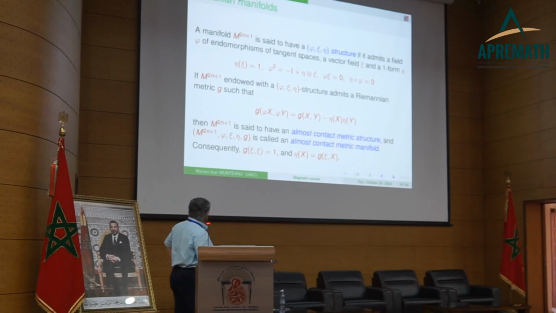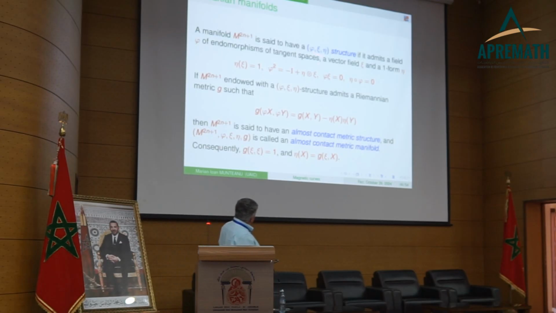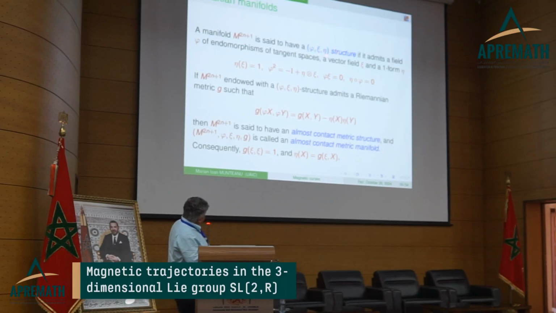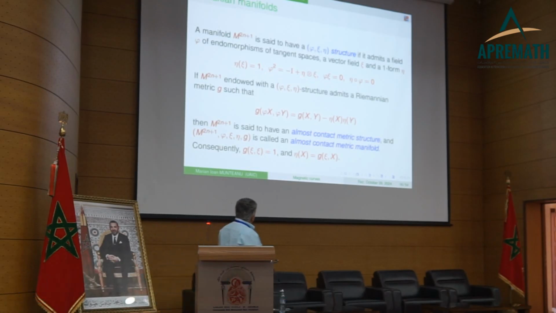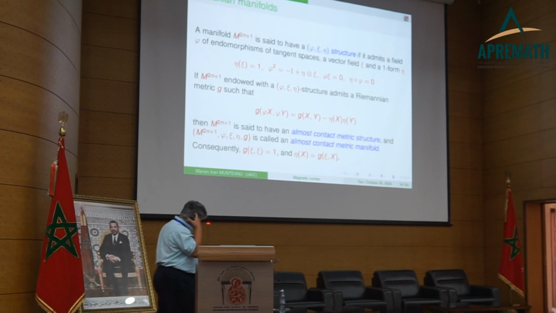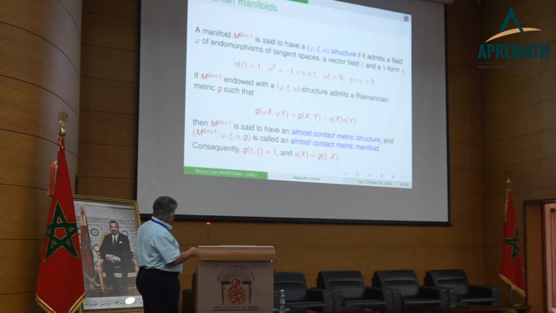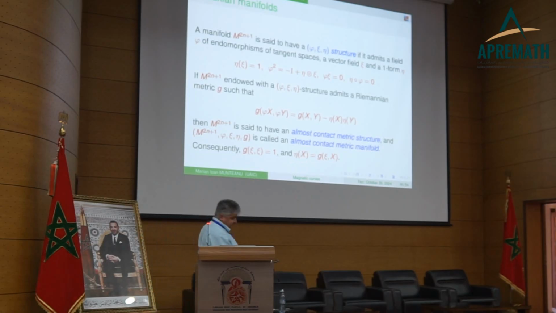Let me briefly recall what a Sasakian manifold is. It is a 2m plus 1 dimensional manifold. So we have a phi, psi, eta structure. Phi is a (1,1) tensor field, psi is a vector field, eta is a one-form, satisfying these relations. They are not all independent, but all these four conditions are very useful in computations. We also have a compatible metric, g. M is said to have an almost contact metric structure if these conditions are satisfied, and M is called an almost contact metric manifold. Consequently, psi is unitary, and eta and psi are dual.